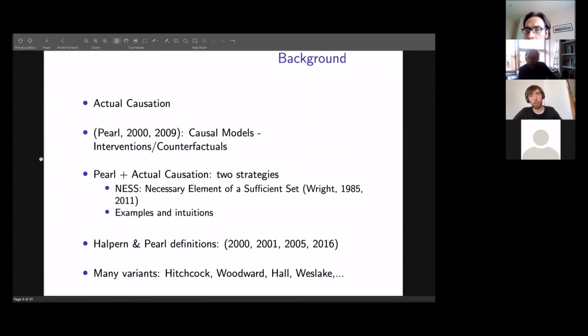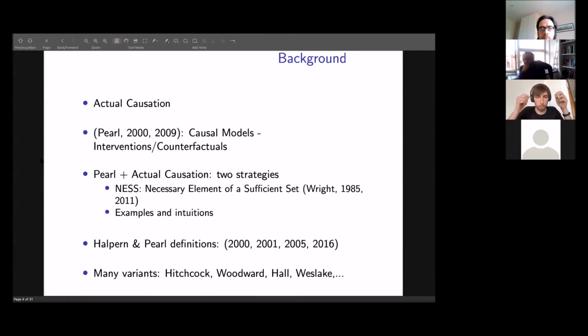Actual causation, for those not familiar with the terminology, simply put, refers to the causal relation that holds between particular events. So causation occurs in natural laws. There's many laws which somehow connect causes to their effects, but those laws speak of general connections. So for example, smoking causes cancer. It doesn't mean that every person who smokes gets cancer, nor that every person who smokes and has cancer got cancer because of the smoking.